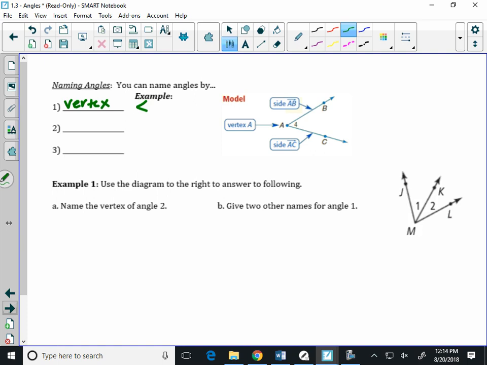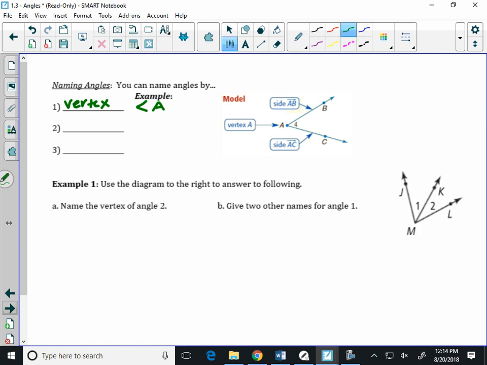Now looking at that model right there, what's the vertex? Kind of pointing it to you. Celeste? A. Good. And again, the vertex is just the pointy part of your angle. We can call that angle A. And again, if you forget the symbol for an angle, write the word. Just say angle A. Totally fine. Just make sure you're familiar with both. You might see it in the directions as a symbol. You might see it in directions as written out angle. Just know they're both the same thing.